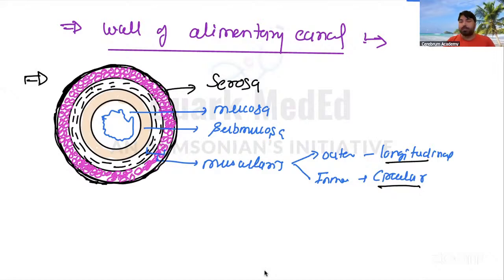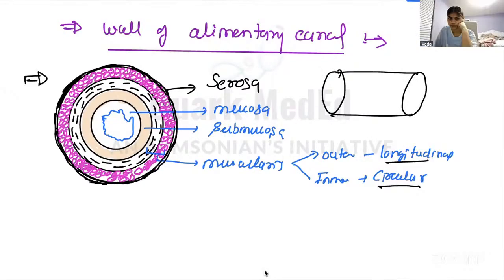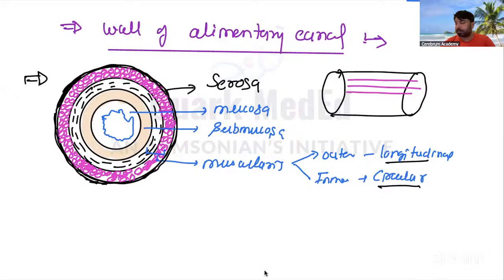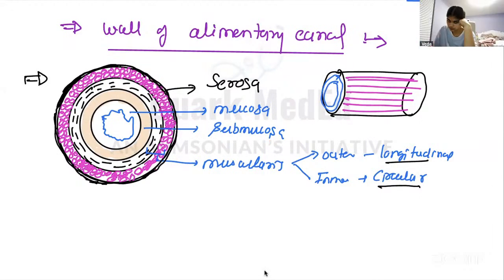So if you see this section, let's say this is a small part of the intestine, the outer longitudinal one will appear like this. These muscles are like long tubes, okay? And the circular ones are like this, circular. Longitudinal means along the length. Circular means along the radius, the circumference of the circle.